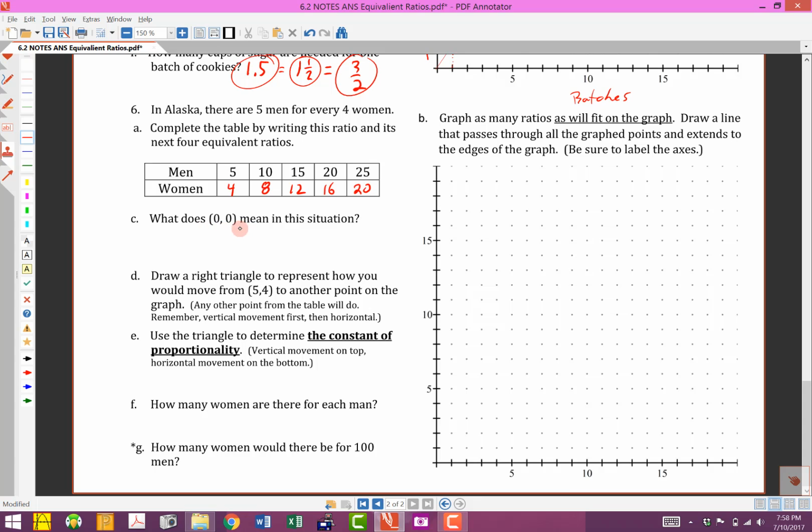And it says, what does 0, 0 mean in this situation? But remember, we've got to graph this first. So let's go through and graph these. Again, we're going to do the first one like X and the second one like Y. So this is going to be men over here, and this is going to be women over here. So 5 men, 4 women, we're right there. 10 men, 8 women, 8 would be right there. So it looks like that. 15 men, 12 women, so that would be right there.